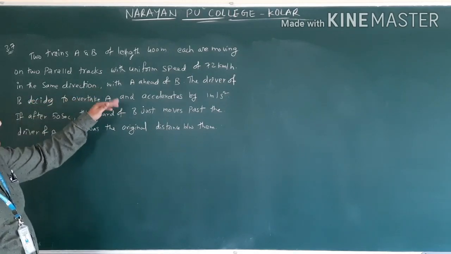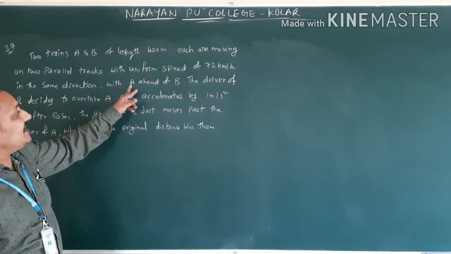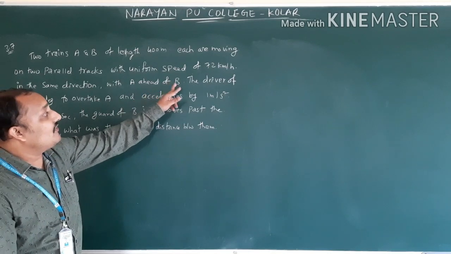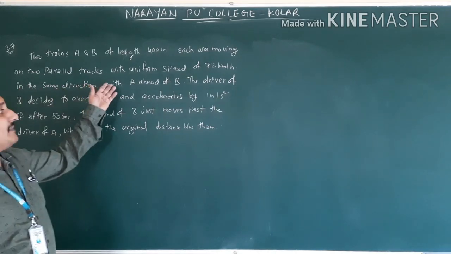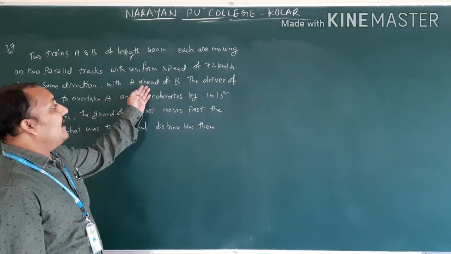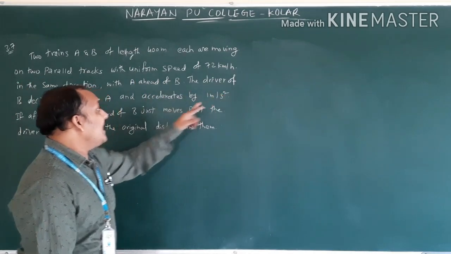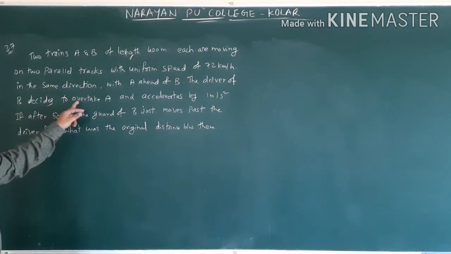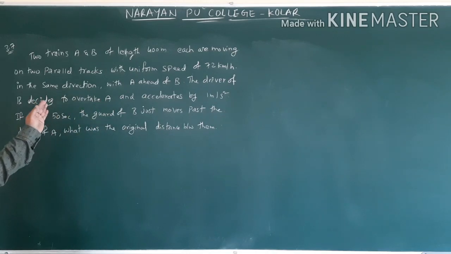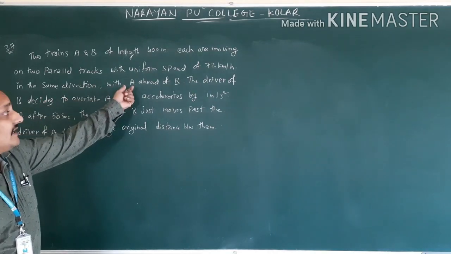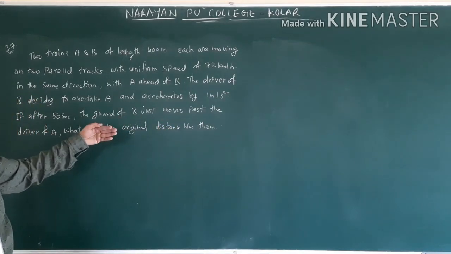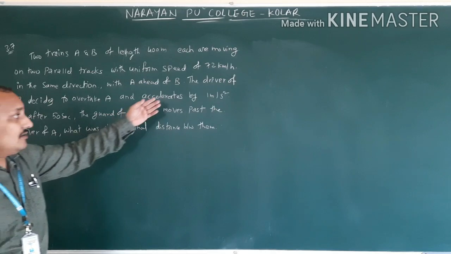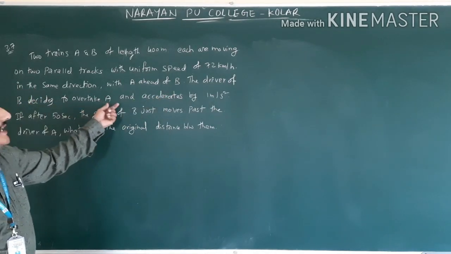In the same direction. Both are moving in the same direction with A ahead of B. Now which is moving first? Which is moving second? So the driver of B decides to overtake A. The driver of B deciding to overtake A means which is going first? A is ahead of B. First going A, next train is going B. So the driver of B decides to overtake A.